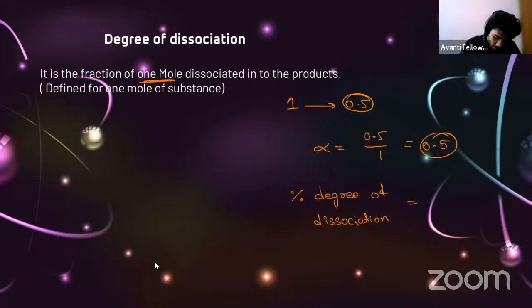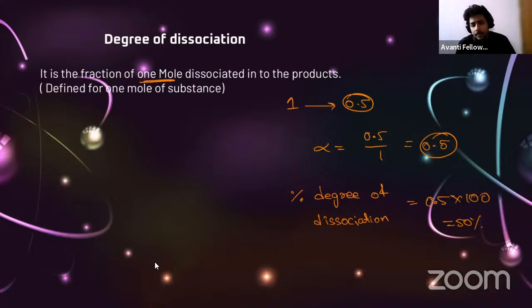Just multiply alpha with 100. That is nothing but 0.5 into 100. That gives you 50% dissociation. That is the reactant. If you are taking 20 moles of reactant, exactly 50% of 20 moles will be reacting. That is, 10 moles will be reacting and 10 moles will remain the same as reactant itself.